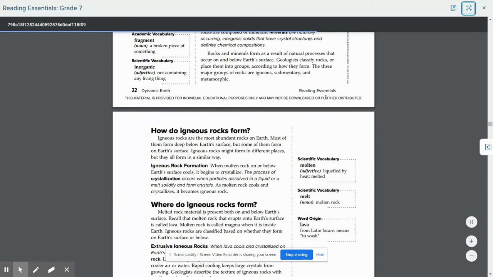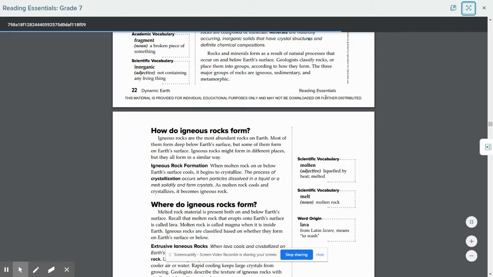How do igneous rocks form? Igneous rocks are the most abundant rocks on Earth. Most of them form deep below Earth's surface, but some of them form on Earth's surface. Igneous rocks might form in different places, but they all form in a similar way.